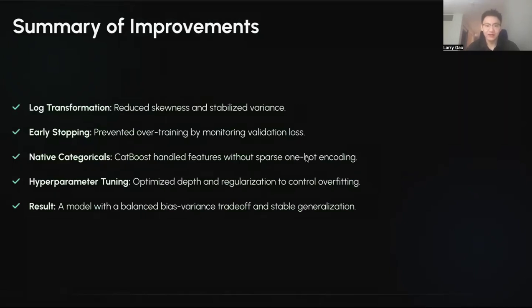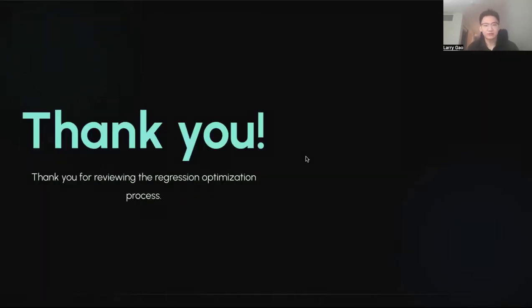So to wrap up, here is a recap of our improved performance. First, log transformation handled the skewed target data. Second, early stopping prevented the model from memorizing noise. And third, native categorical handling in CatBoost replaced inefficient one-hot encoding. And fourth, rigorous tuning of regularization parameters kept the bias-variance trade-off in check. The result is a model that is both highly accurate and generalizable. So that concludes our presentation on our regression optimization pipeline.